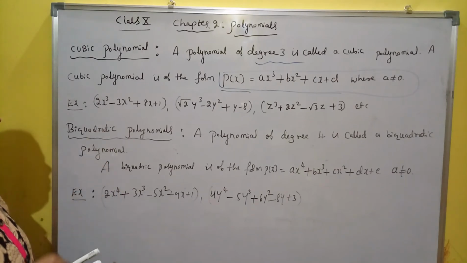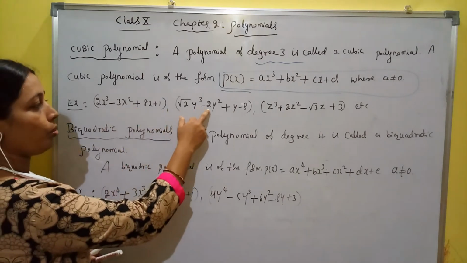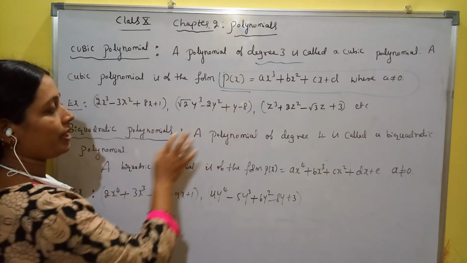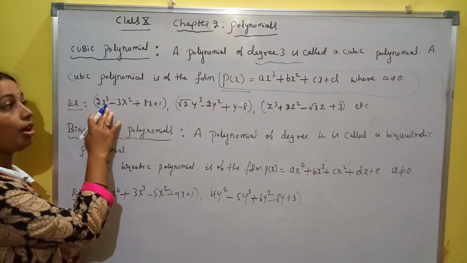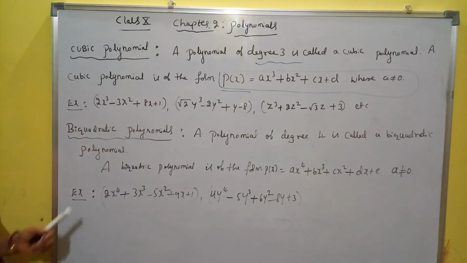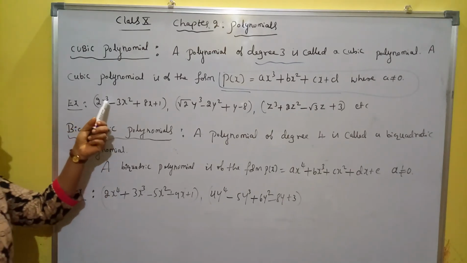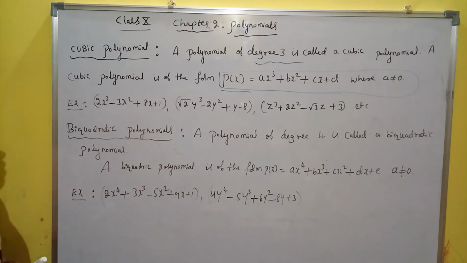You can see the examples: 2x³ - 3x² + 8x + 1, and √2 y³ - 2y² + y - 8. If you observe the given polynomials, you have to observe the power or degree of the polynomial. The degree of the polynomial in the given examples is 3 in all cases. Thus, they are all examples of cubic polynomials.